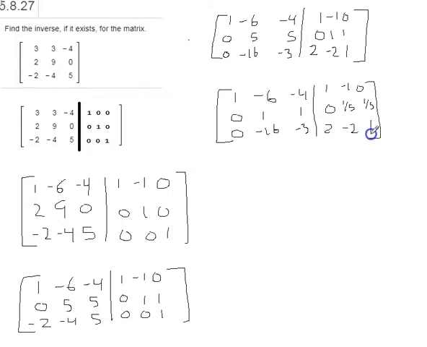2, -2, and 1. All right, so now I can add 6 times this row to the top row, and I'll get that 0. So again, just making a note, the middle row is not going to change.